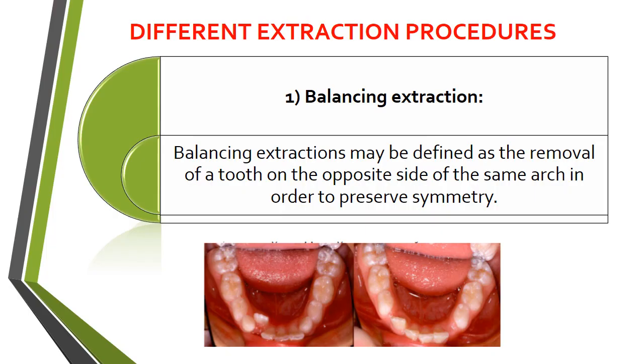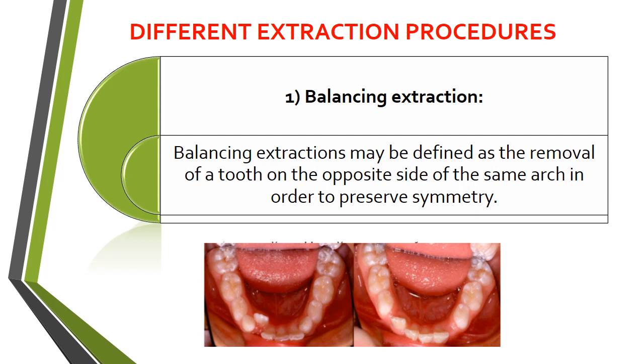Now let us consider the extraction procedures. The first common extraction procedure is named a balancing extraction. From its name, it's mainly used to keep the balance of the arch. It is defined as a method of extraction where removal of another tooth on the opposite side of the same arch is done. Usually after extraction, the teeth that are distal to the extraction space will move into that space, while the teeth medial to the extraction space can move distally into that space.